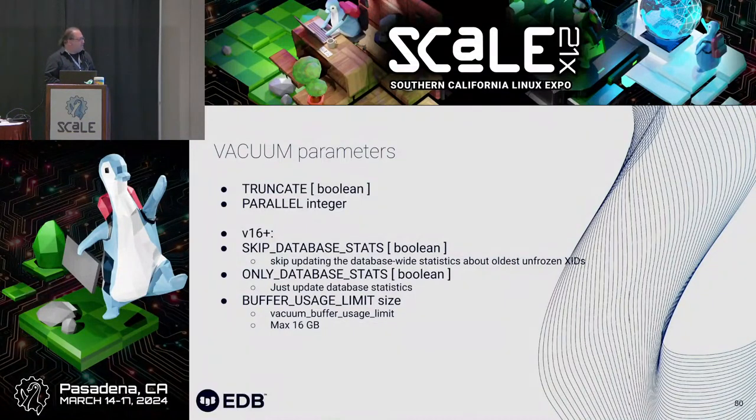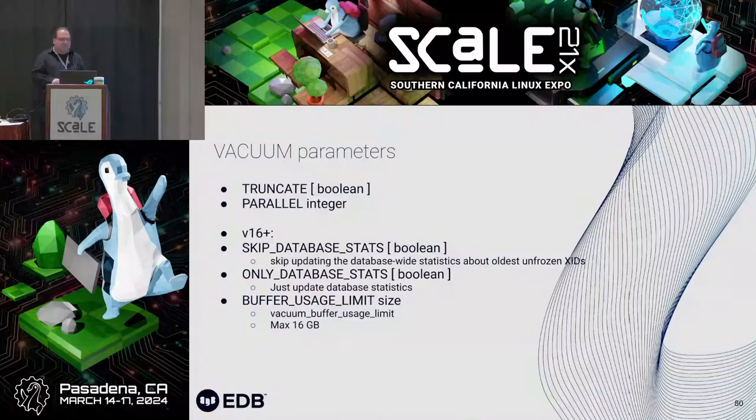It skips the database statistics, meaning don't update the database statistics, just to save some time and other things. Or just update the database statistics, do nothing else. So basically, you can run skip database stats. If you are running vacuum against multiple tables in a single script, run with skip database stats, and so on. Finish it first. And the last line could be vacuum with only database stats. So then it's going to save some time for you as well.